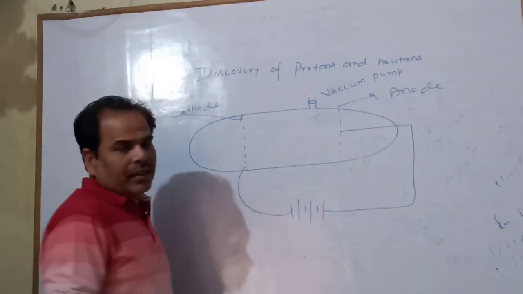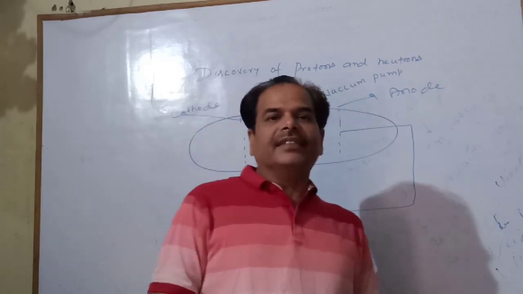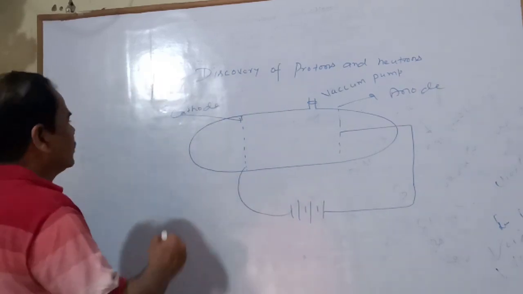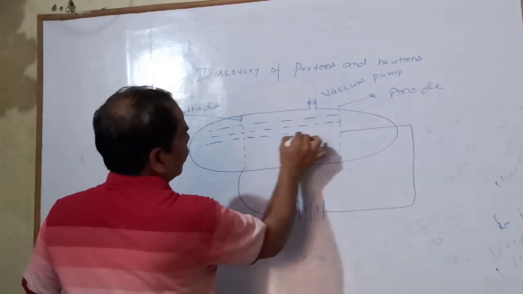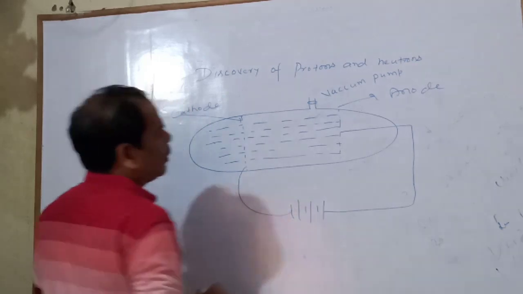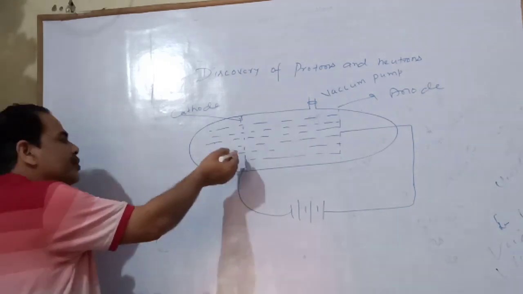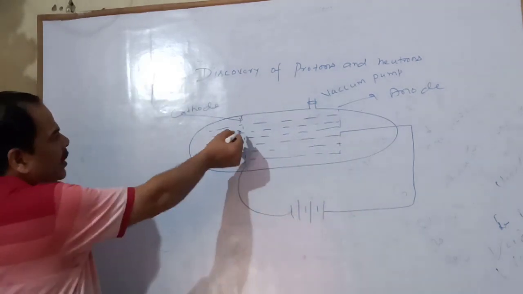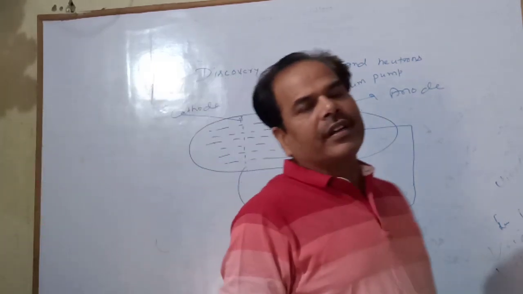High potential was applied. The gases present in the discharge tube get ionized, and a ray consists of positively charged particles emitted from the anode and passes through the perforated cathode and produces glow behind the perforated cathode, and these rays are called positively charged rays or canal rays.